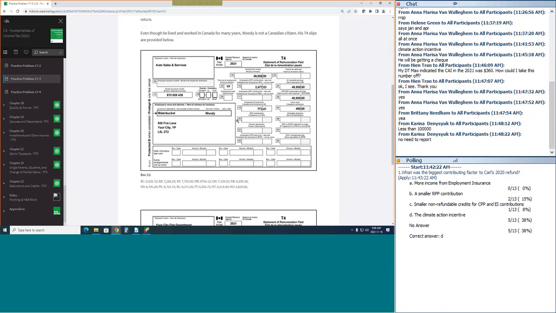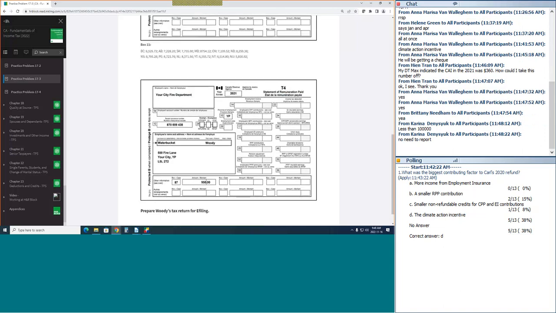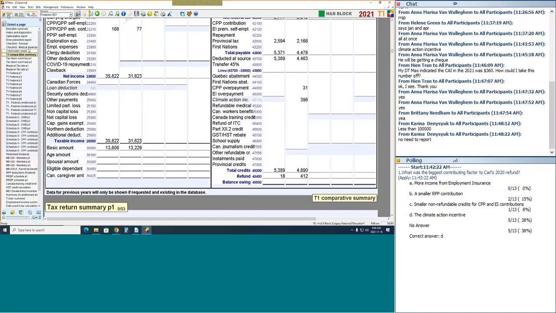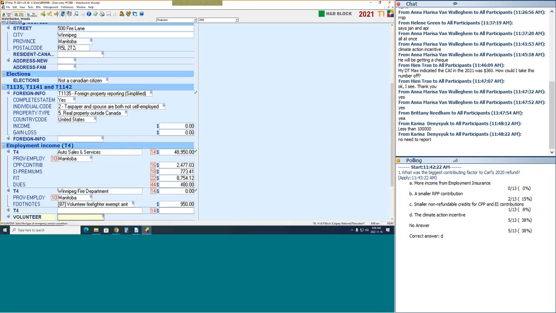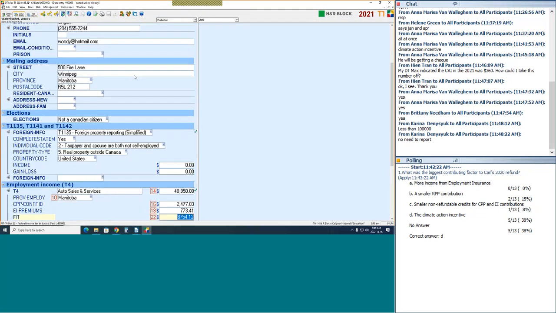All right, and then we have a T4 for him, and we have a T4 from the fire department with the honorarium here. And I want to remind you that box 14 is blank, but you can't have a box 14 in your computer that's blank, so you will have had to have entered zero in your data entry for that one. Let's take a look at Woody. I have to select elections in order to tell the computer he's not a Canadian citizen. Remember, the default is that you are a Canadian citizen and you want to sign up. If that's correct, do no data entry. In this case, I need to use my keyword elections.